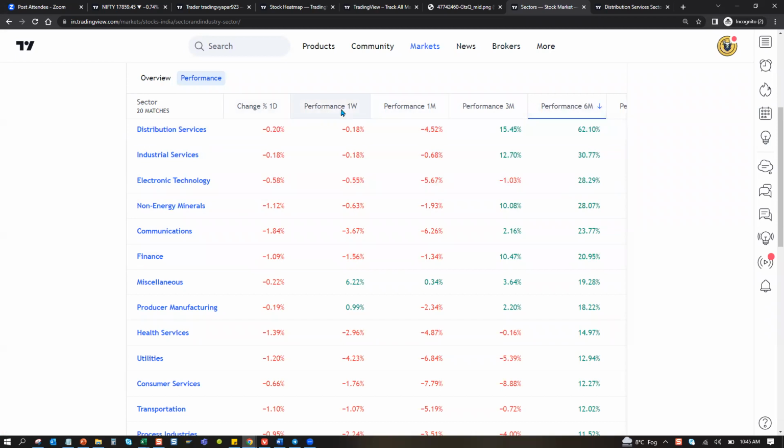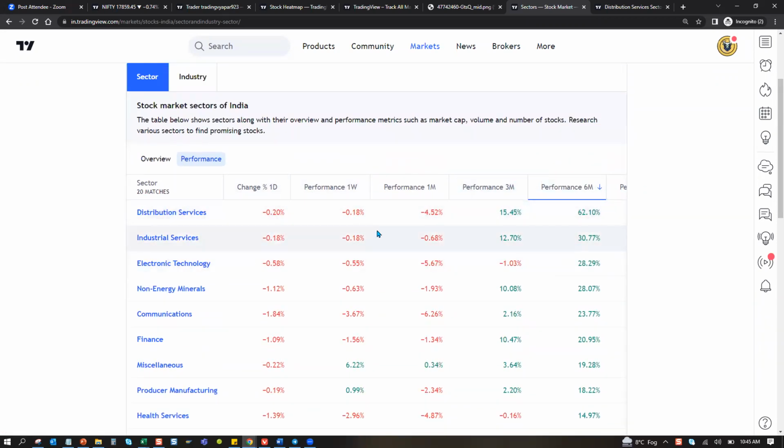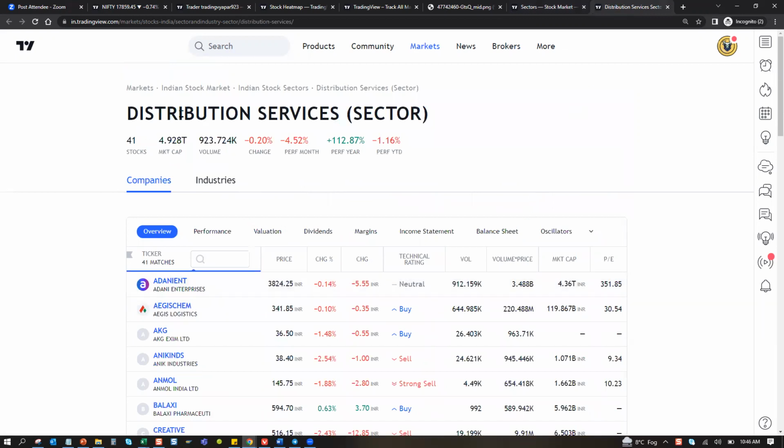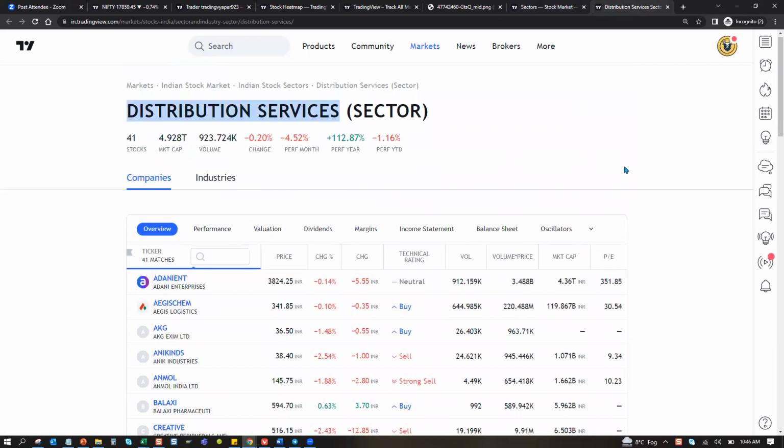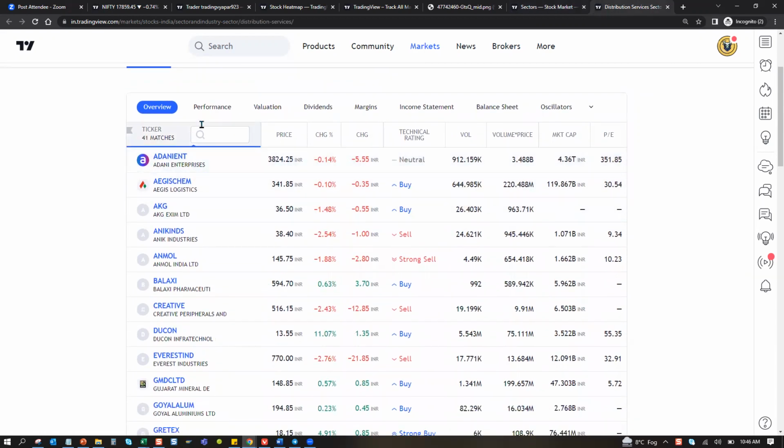I have another Google sheet which I'll show probably towards the end of the day today. Earlier I used to look at this data, but then I changed my approach, which I'll discuss later on. So here you can see the distribution services sector, which has performed in the last 6 months. How is each and every data?